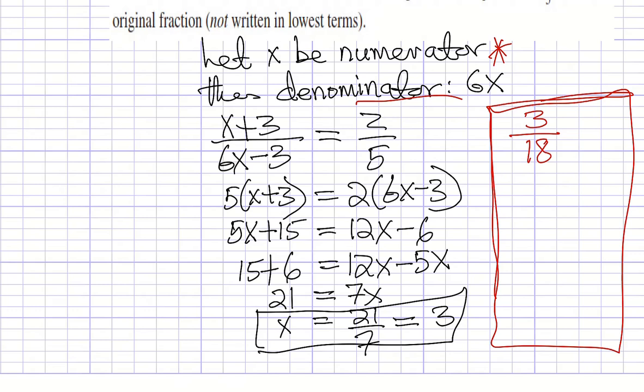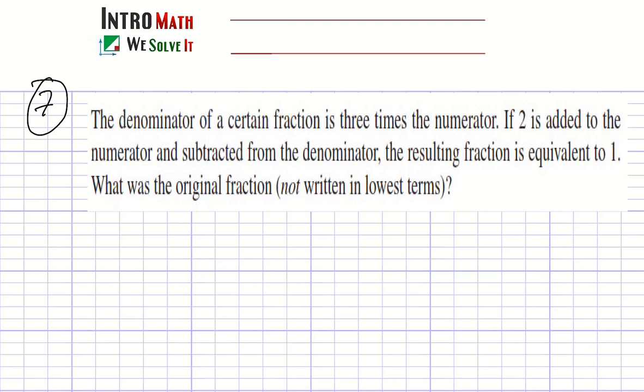Then what else can we do? There's nothing else for us to do. They say not written in lowest terms, because if you write that in lowest terms, it will be 1 over 6, but they don't want that, so that's what they're looking for there. So we'll leave it like that. We've done our job. Look at that. It said the denominator of a certain fraction is 3 times the numerator.